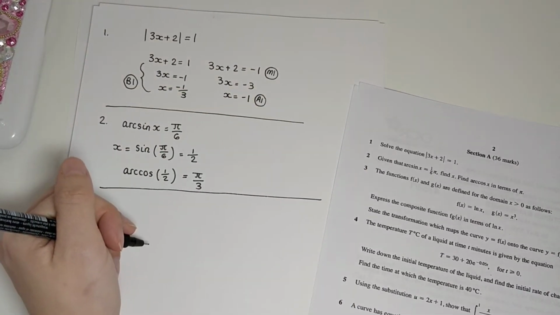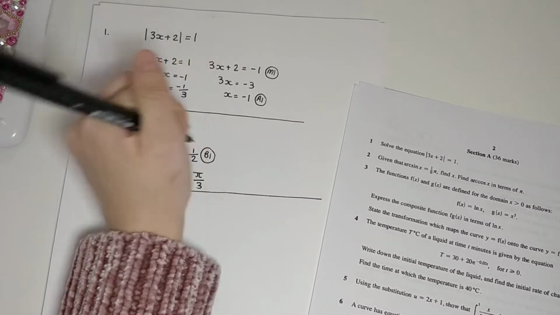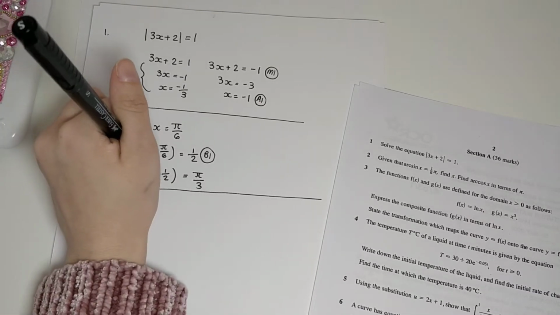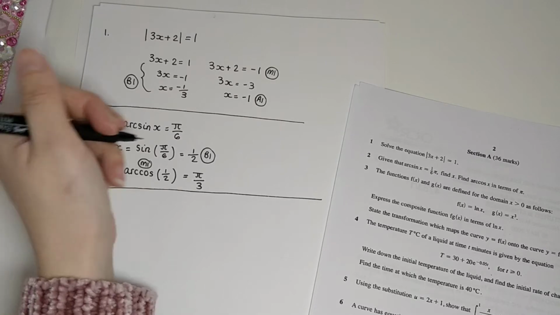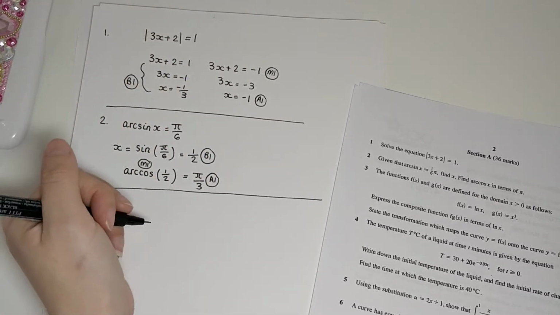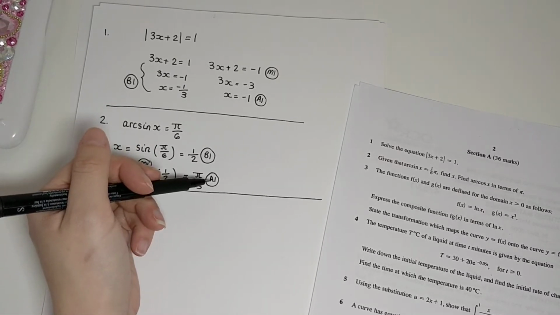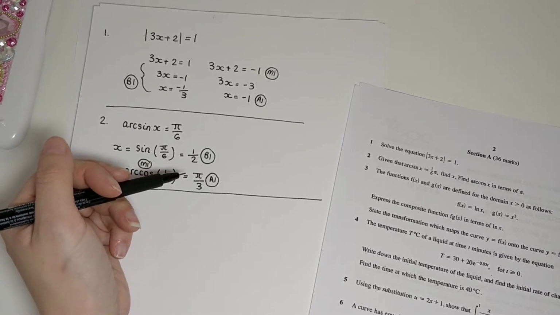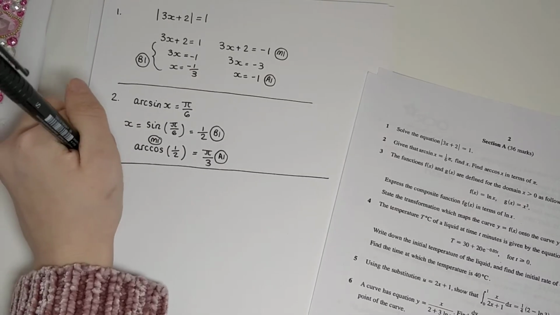Let's see what marks we're going to get. We're going to get a basic mark for getting a half, a method mark for doing this, and an accuracy mark for getting pi over 3. And bear in mind, you will not get the accuracy mark if you put 60 degrees, and you will not get the accuracy mark if you put whatever pi over 3 is, like 1 point something. You're not going to get the mark for that. Okay, number 3.